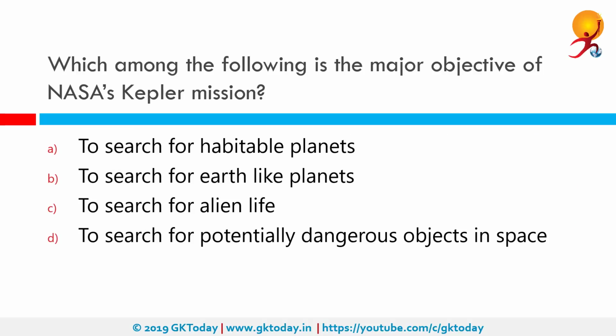Which among the following is the major objective of NASA's Kepler mission? Kepler is a retired space observatory launched by NASA to discover Earth-sized planets orbiting other stars. Named after astronomer Johannes Kepler, the spacecraft was launched on 7th of March 2009 into an Earth-trailing heliocentric orbit.